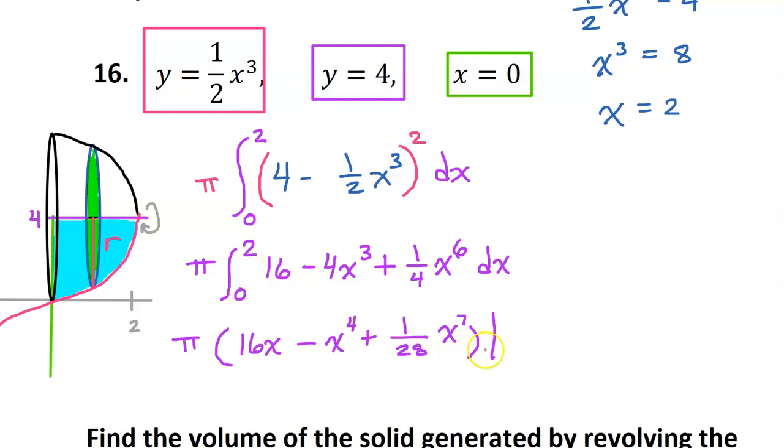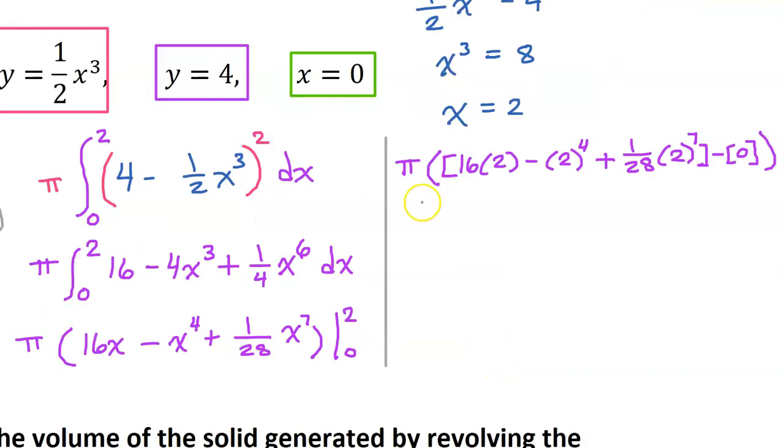Applying the limits of integration from 0 to 2 tells us that we need to find the value at 2 minus the value at 0. Leaving pi outside the parentheses, I have the value at 2 minus the value at 0. Obviously, every term has an x in it, so the value at 0 is just 0.